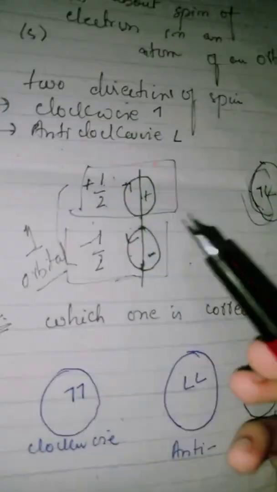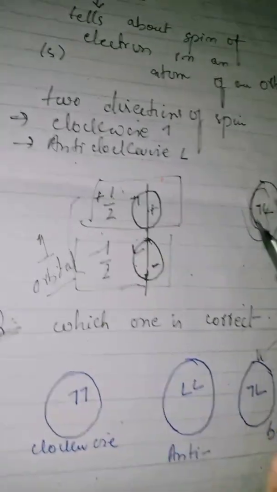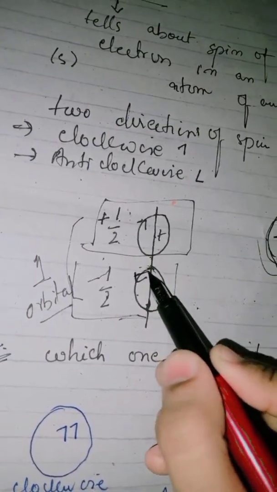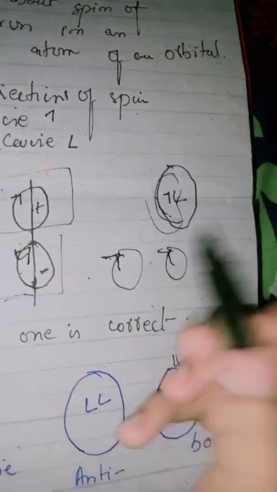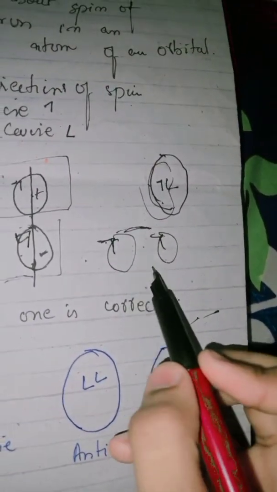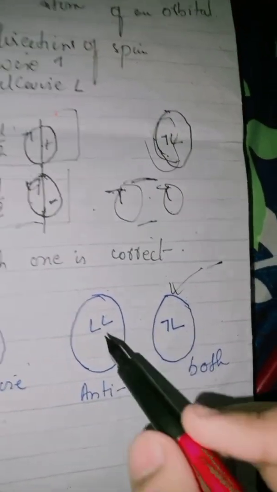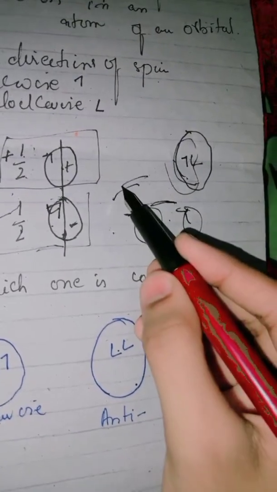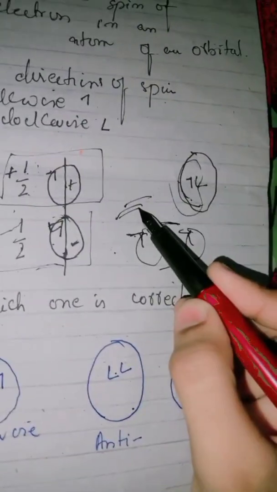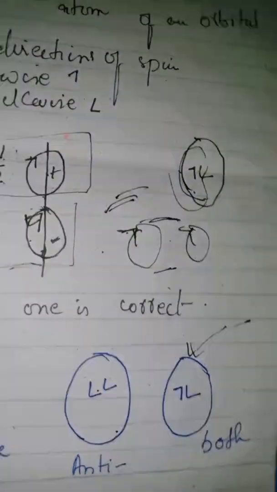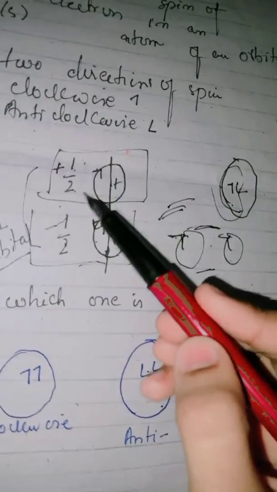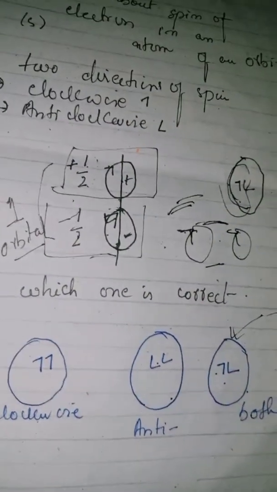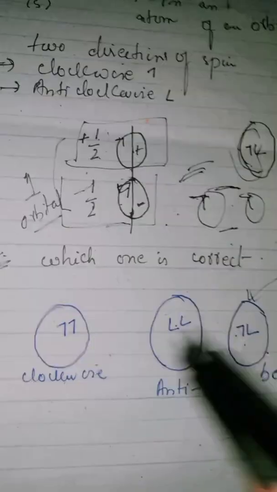The reason is that one is clockwise and the second one is anti-clockwise. If both have the same direction, they will be going in the same direction, so due to the repulsion it will not exist. Same here in anti-clockwise: if they both move in an anti-clockwise direction, they get a repulsive force, and due to the repulsion it will not exist. But in this one, one is moving on the opposite side of the other, so it will exist. So the correct option will be this one.